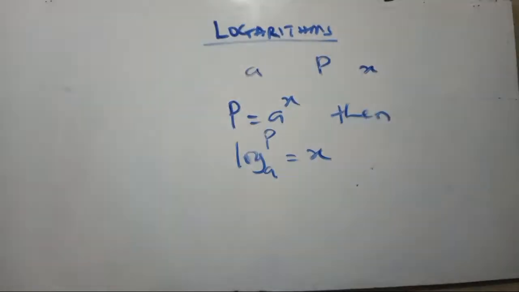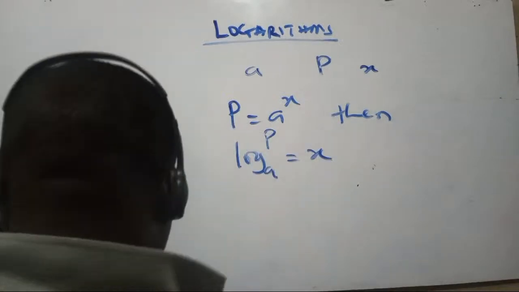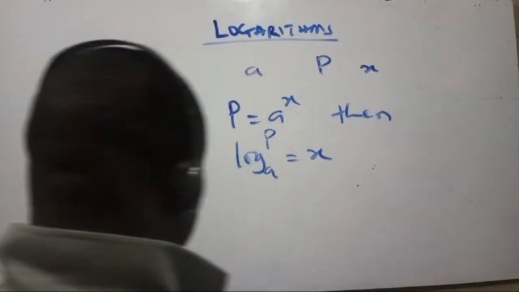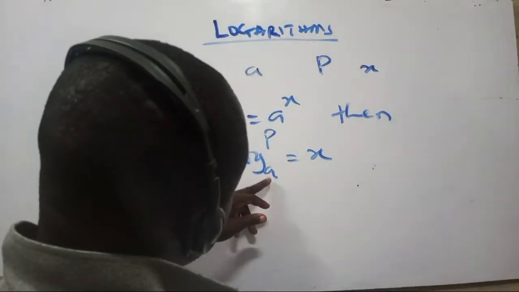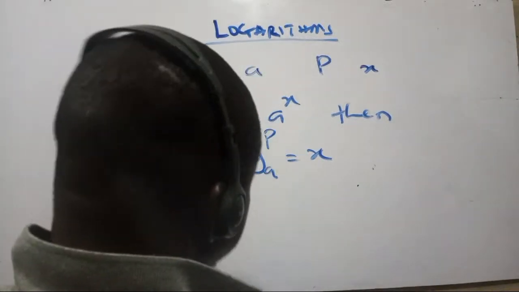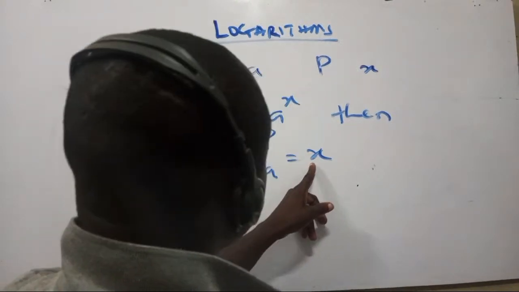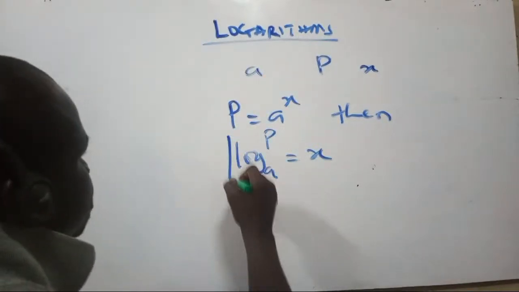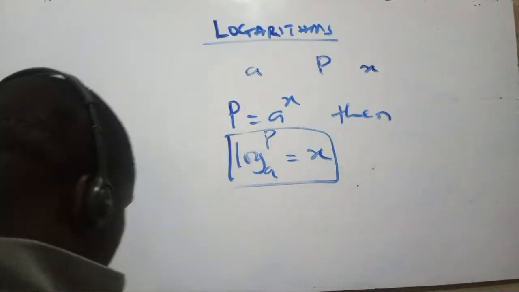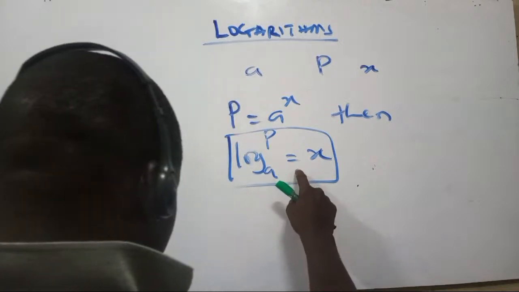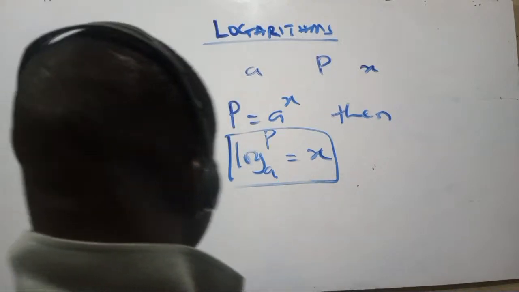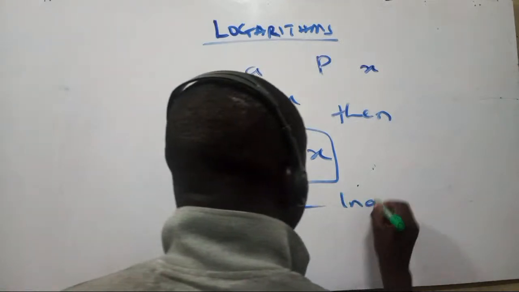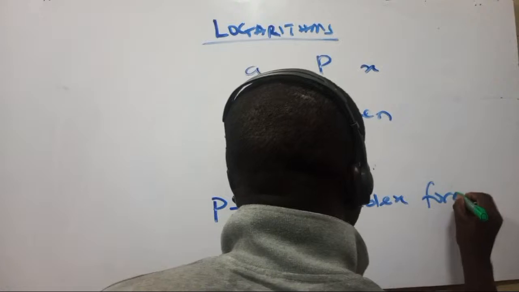So the logarithm to base a of a number p is the index x to which a must be raised to be equal to p. And this is what we are going to have. Of course, we can write this also in the index form. That is, when p is equal to a raised to x, this is the index form.